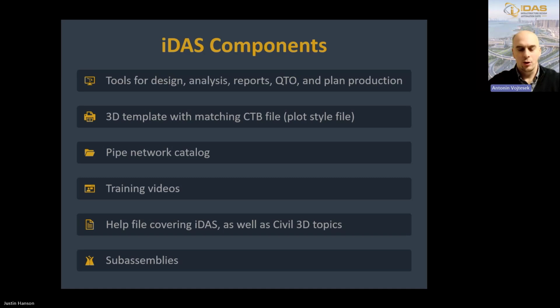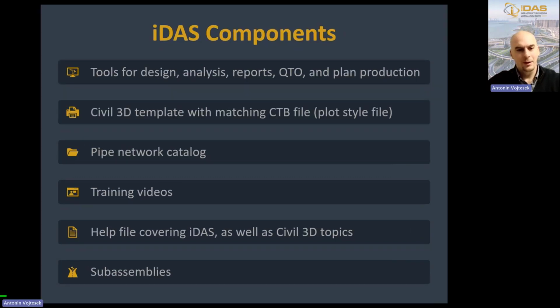For those who didn't join the previous webinar, I will briefly run through the iDAS components. iDAS consists of tools for analysis, design, reports, plan production, quantity takeoff, but not only that. iDAS also provides a Civil 3D template with a matching CTB file, which is a plot style file that can be used for plan production. iDAS also provides a pipe network catalog that was developed for the Australia and New Zealand market. We also provide training videos. I will discuss some of those components a little bit more in detail.